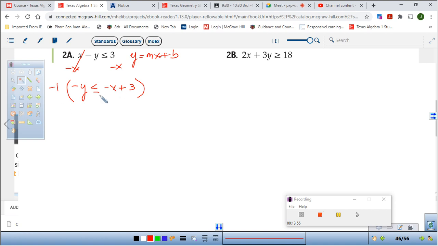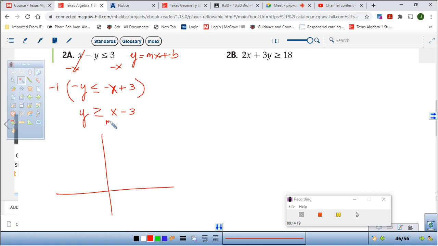I'll switch it up each time so you can see it's the same thing. So this one gives me a positive y. This inequality now switches over. Don't forget that. This becomes from a negative to a positive x, from a positive to a negative 3. And I graph this one.